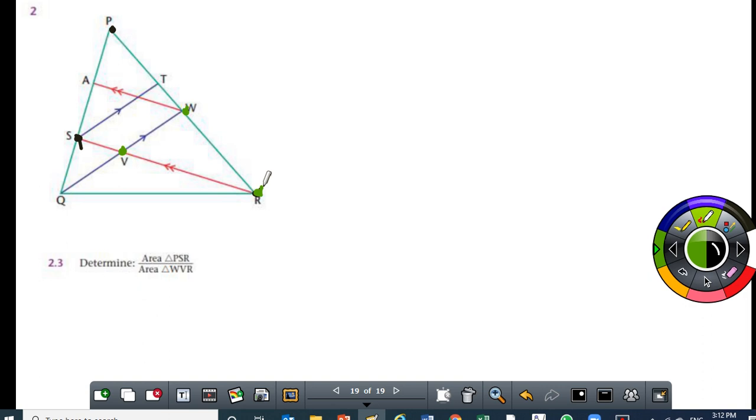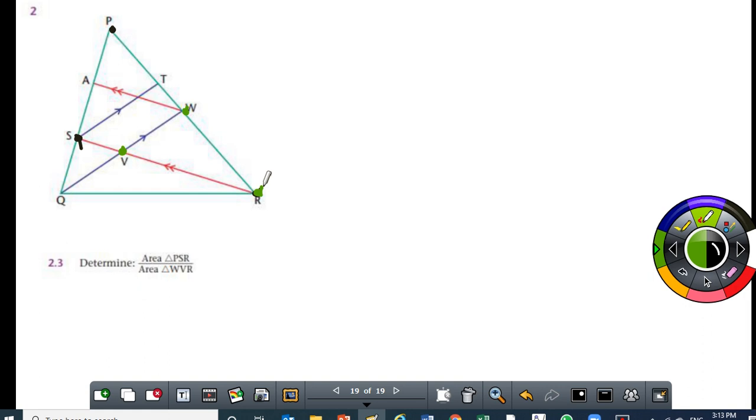What do you notice? They share a common vertex, therefore they share a common angle. And what is that angle? Angle R. Therefore, which formula can you use for both triangles to calculate the area? You have to use the area rule. You can't use base times height.